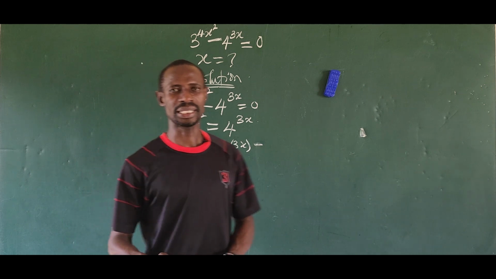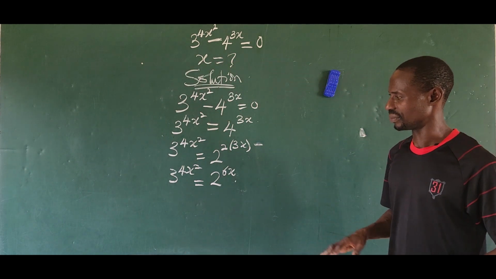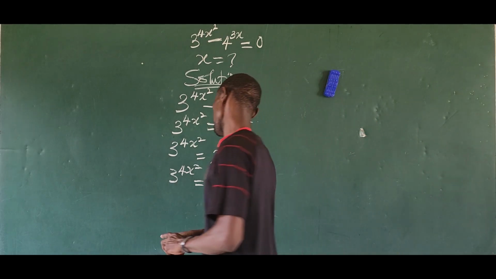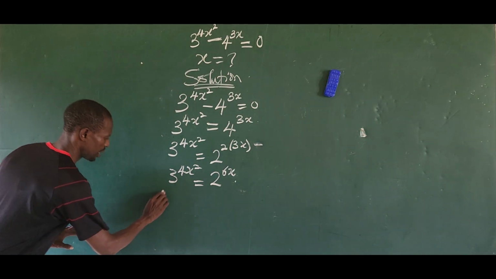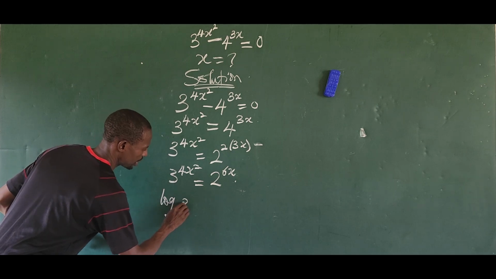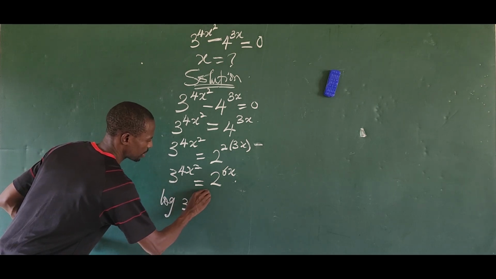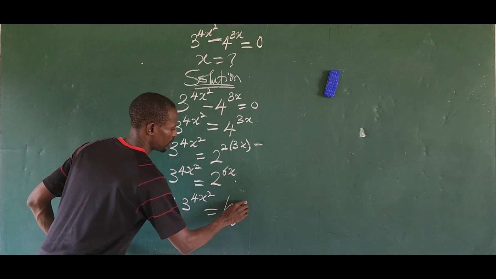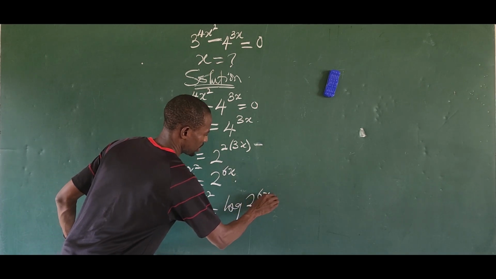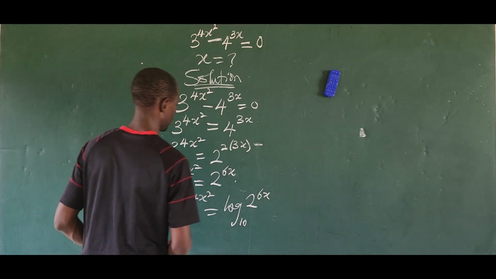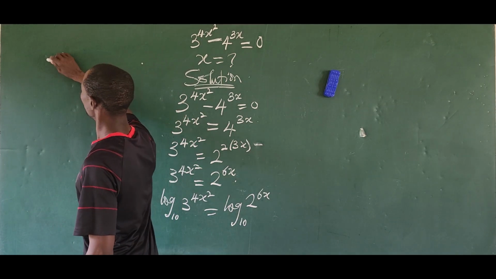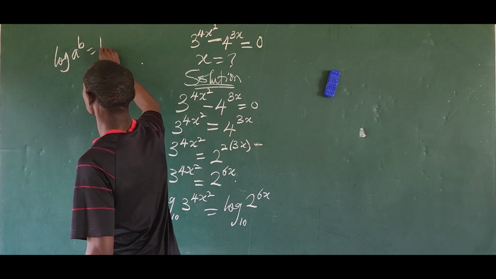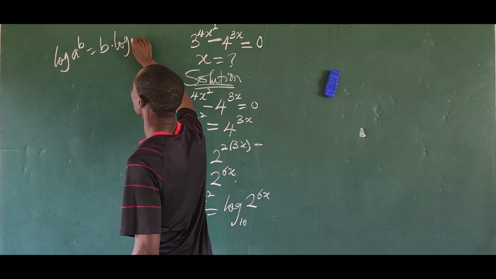At this point, we can take log of both sides of the equation. In other words, let's take log to base 10. So we have log of 3 to the power of 4x², base 10, equal to log of 2 to the power of 6x, base 10. Applying the power law of logarithm, if you have log of a to the power of b, this is b times log a.